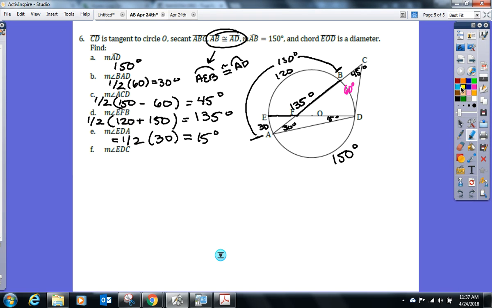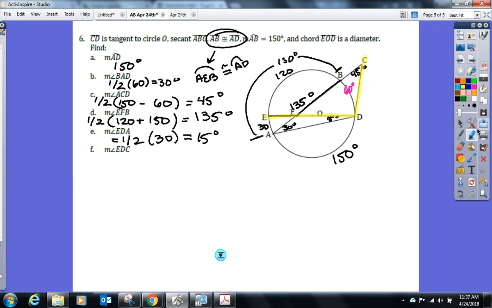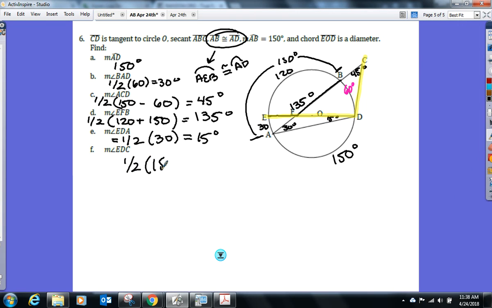Is it 165? Well, right here. So what arc is it? The 120 and the 60. So I'm going to take half of the half circle, right? So that's going to be a 90-degree angle. Anybody else? How else could I have done that?